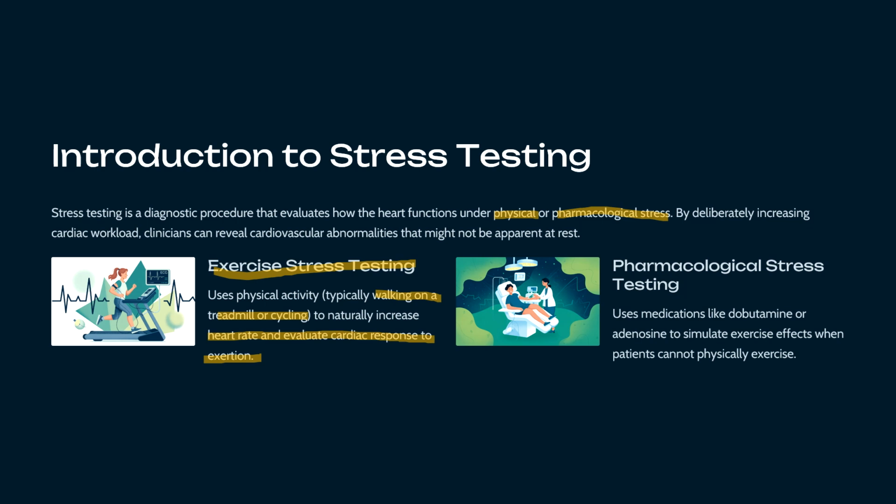Now, what is pharmacological stress testing? It uses medications like dobutamine or adenosine to simulate exercise effects when the patient cannot physically exercise. Very important. It means that from outside you have to give some medicine which will stimulate the person as if doing exercise, and then whether the person's exercise capacity is moderate, higher or lower will be detected by the physician.